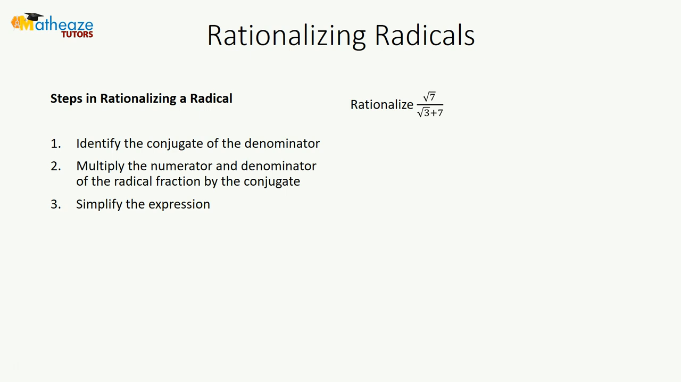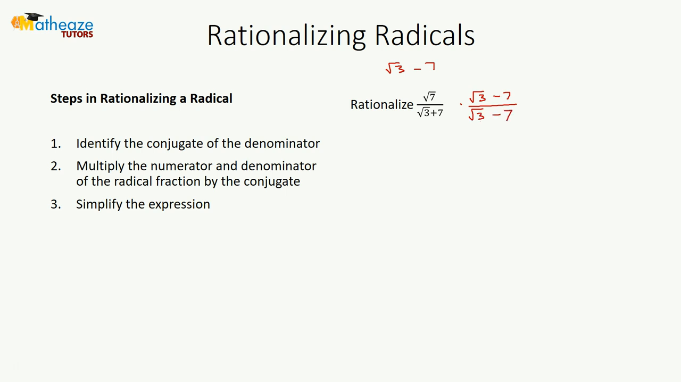Now let's look at how we're going to rationalize these radicals. The first thing we want to do is identify the conjugate. So what's the conjugate of the denominator here? Remember the trick here, we have square root of 3 and we have 7. This is a plus, so I'm going to use the opposite sign. So that's the conjugate right there. And then we multiply the numerator and the denominator by the conjugate. So we multiply this by square root of 3 minus 7. And we multiply the denominator also by square root of 3 minus 7.